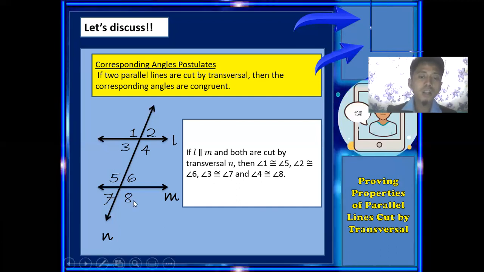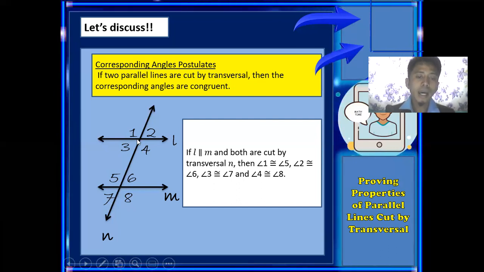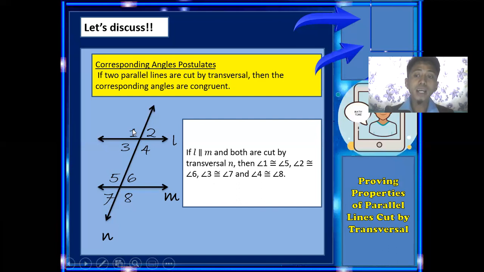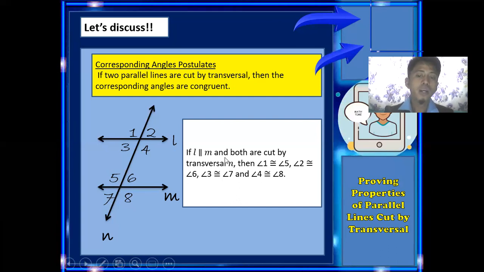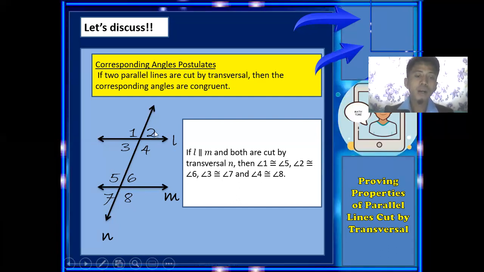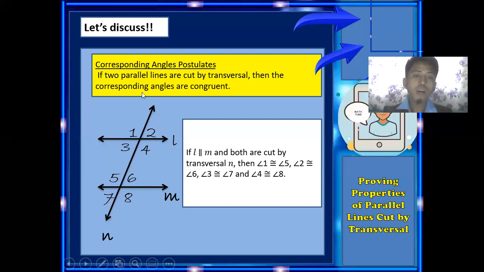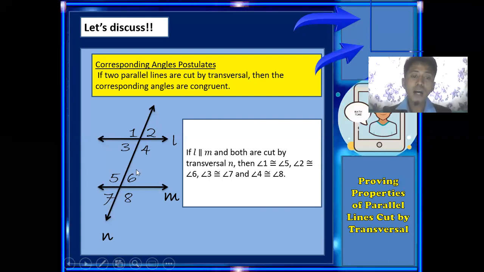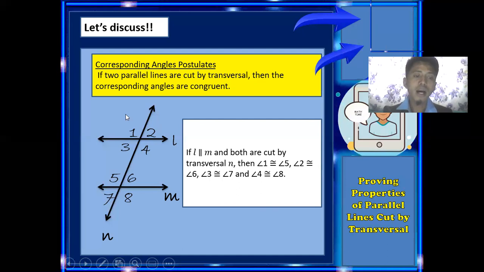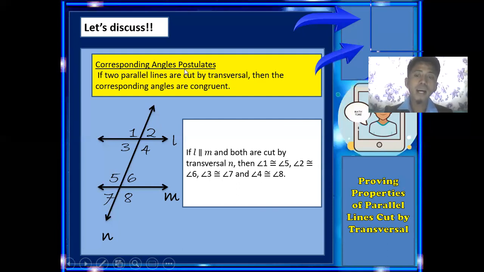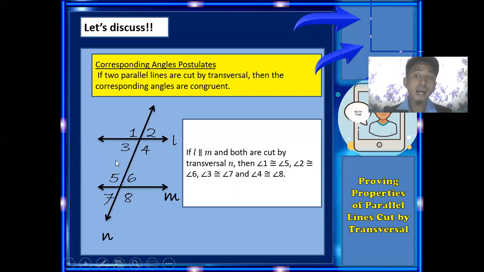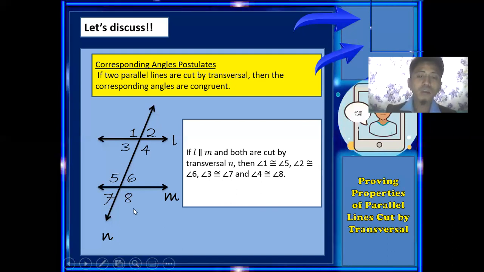For example, if we have angle 1 and angle 5, if they are corresponding angles, automatically the measurements of angle 1 and angle 5 are congruent. They have the same measure. Likewise, angle 2 is congruent to angle 6. Since they are corresponding angles, based on the corresponding angle postulate, the measurements of angle 2 and angle 6 are just the same. Even angle 3 and angle 7, since they are corresponding angles, based on the corresponding angle postulate, if two angles are corresponding angles, they are congruent. They have the same measure, even angle 4 and angle 8. Do you have any question about this one?